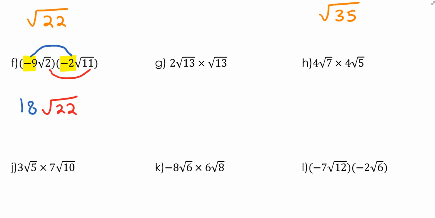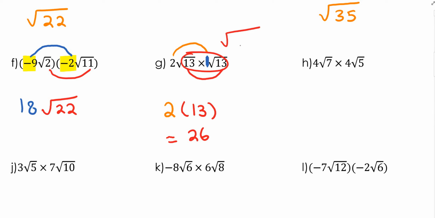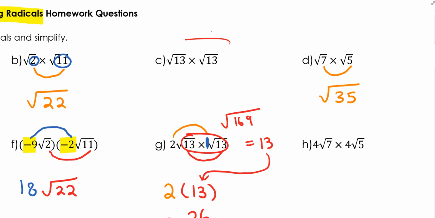For letter G, there's an invisible 1 on the second root 13. So if I do outside with outside, 2 times 1 is going to be 2. And remember, if it's the same inside numbers, so 13 and 13, that just gives you a single 13. So 2 times 13 is going to be 26. So once again, this idea right here, it's going to be 13 times 13, which is 169, and the square root of 169 is 13. That's another way you can get 13. It's very similar to letter C here.